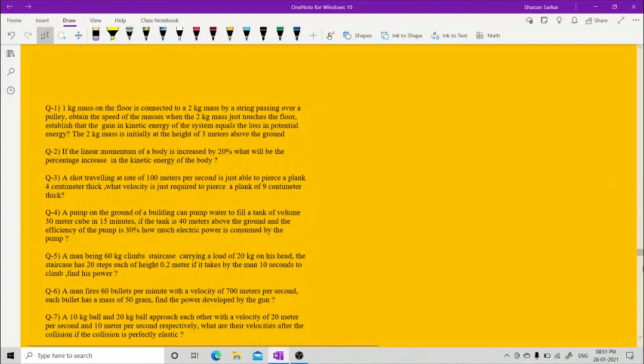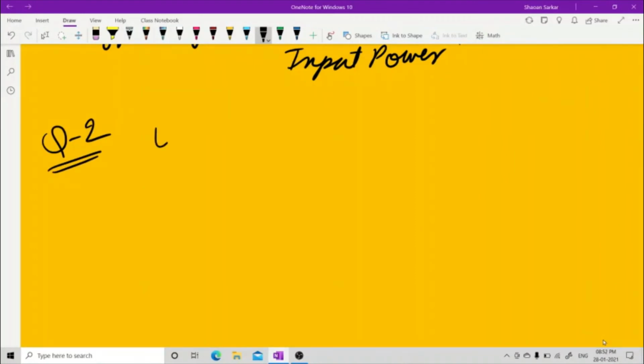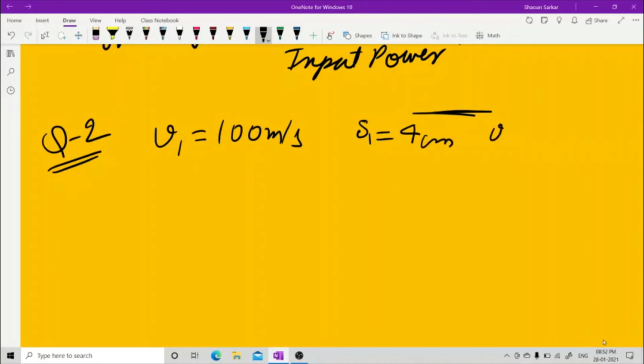Let's go back to the question and see what all is given to me. They are saying the velocity of the bullet is 100 meter per second. Piercing means the distance it is traveling is 4 centimeter. How much should be the velocity to pierce a distance of 9 centimeter?